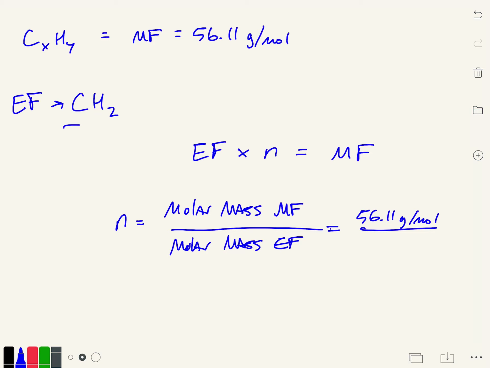Well, we just add that together. 1.0079 times 2 plus 12.011. It's roughly 14.0268 grams per mole. We don't need to be exact here because N is going to be a whole number and not a fraction number. So 56.11 divided by 14.0268 should get us very close to a whole number. In fact, this is 4.00019. So it's 4. N is 4. And so the molecular formula in this case would be C4H8.